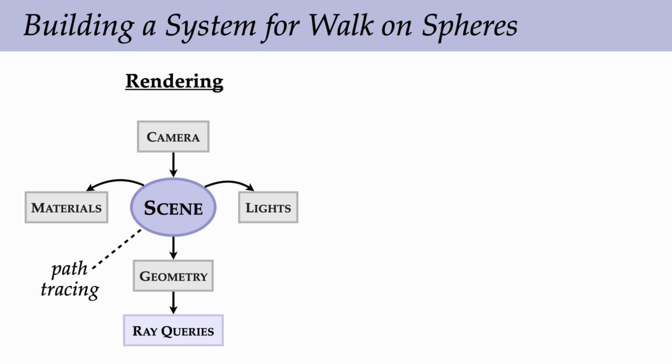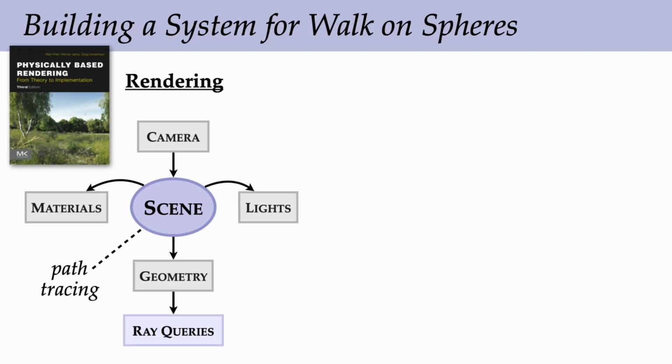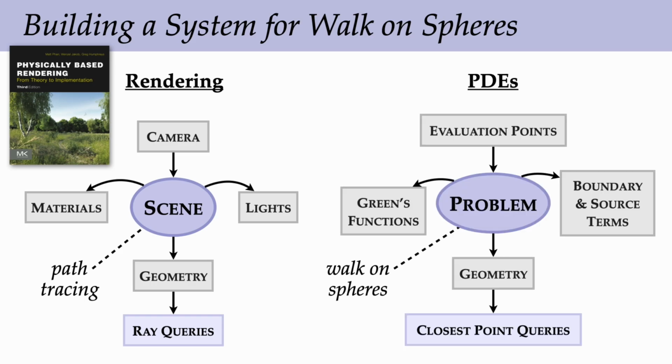People have thought very long and hard over the years about how to build good rendering systems, right? How do you make this efficient? How do you make the software well designed so that it's flexible and so on? Well, the good news is, because we have all this parallel structure between Monte Carlo path tracing and walk-on spheres for PDEs, we can use a lot of the same wisdom to build a system for solving PDEs, except that instead of materials, we might have Green's functions. Instead of lights, we might have boundary and source terms. Instead of a camera, we just have a description of where we need to evaluate the solution. And instead of ray intersection queries, we have this critical part of the system, closest point queries, which we talked a little bit about earlier on.